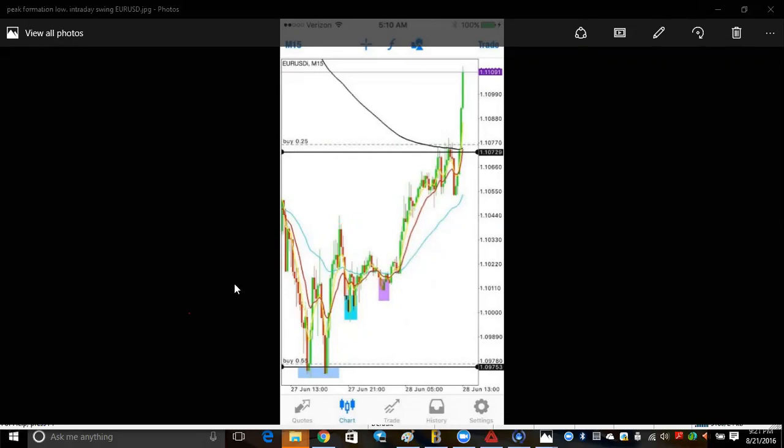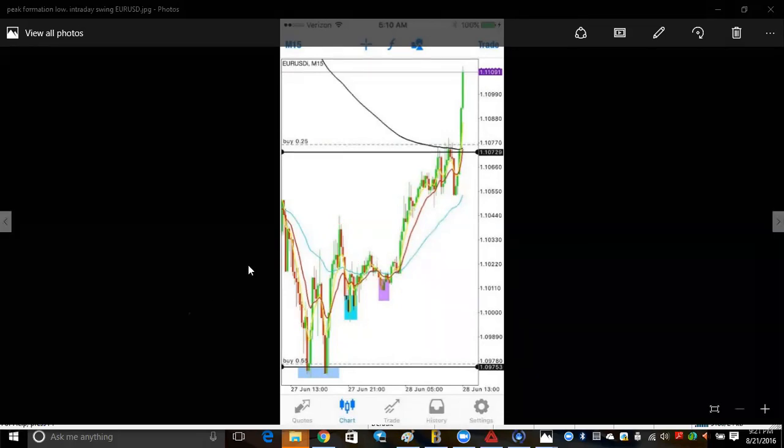Okay, so a little bit more about the anchor point, all right? Because there's variation on the theme, of course.